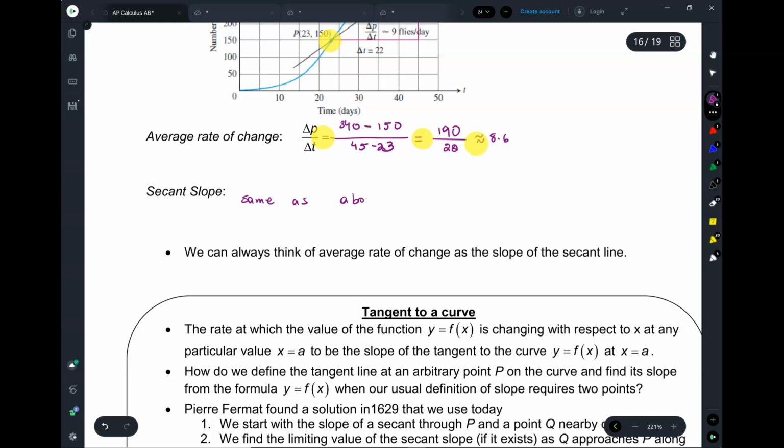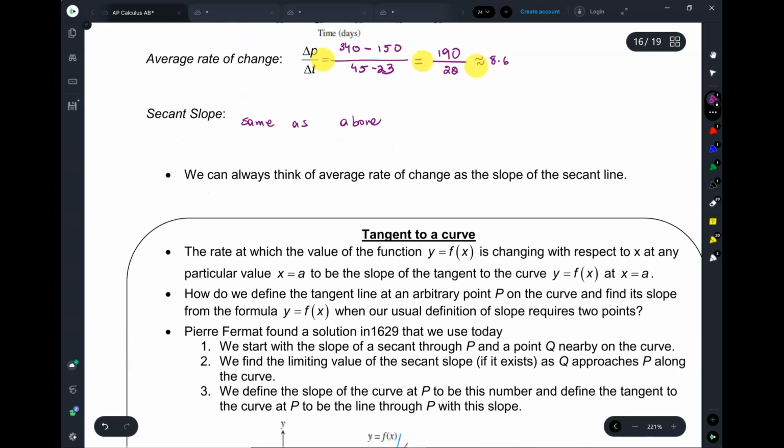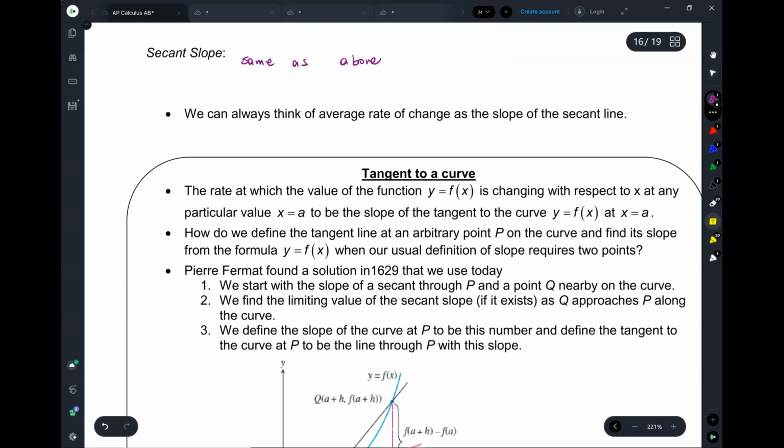And so that's like fantastic, because is secant slope any different from the average rate of change? No. So it's just same as above. So why is it like a trick question? Yes and no. It's like a solidifying concept question. Will it ever not be the same? Nope. Because look at the next sentence. It says we can always think of average rate of change as the slope of the secant line. Okay? So I saw that coming.